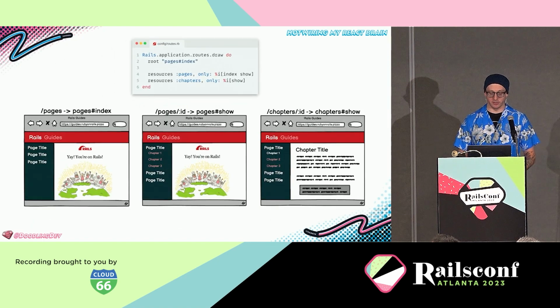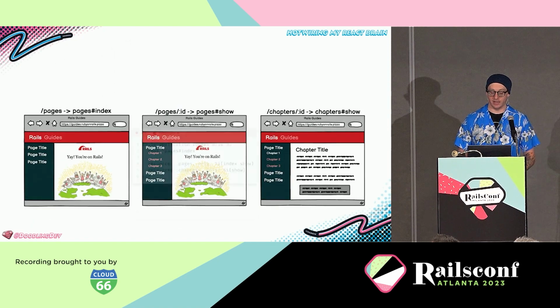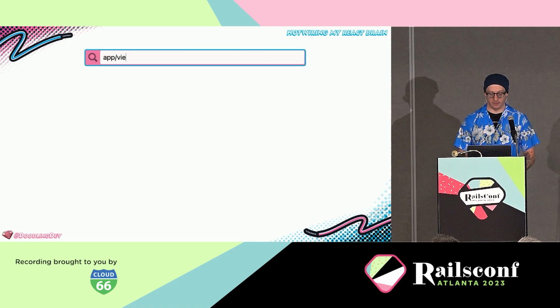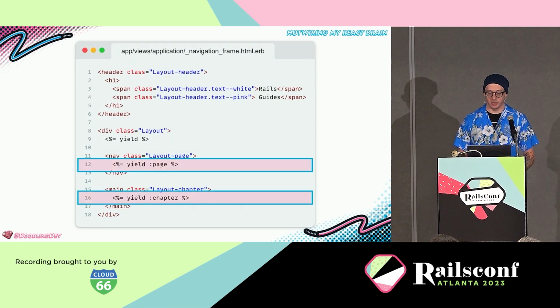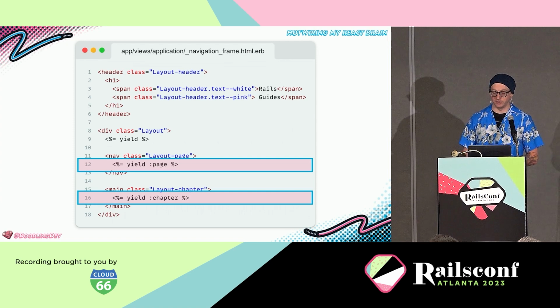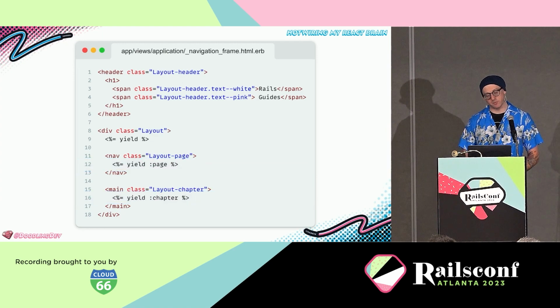So I've set up a partial that will help us deliver the 3-part layout that we see here. We'll call it navigation frame. So it holds the header, which doesn't really change, and these yield calls that here are named in order to be able to target the specific locations of them later. If you're thinking about putting this in a layout, hold on to that thought.